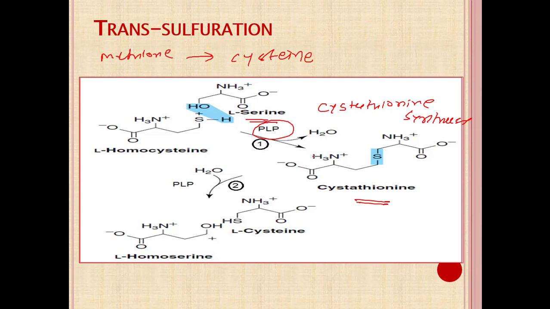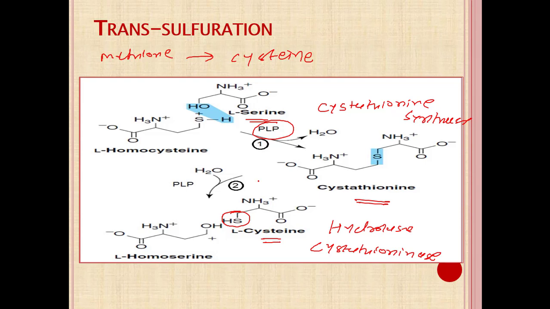In the second step of the reaction, the cystathionine lyase enzyme catalyzes cystathionine into homoserine and L-cysteine. So now the sulfur has entered into the cysteine group. So cysteine is synthesized from methionine, which is why it is a non-essential amino acid.